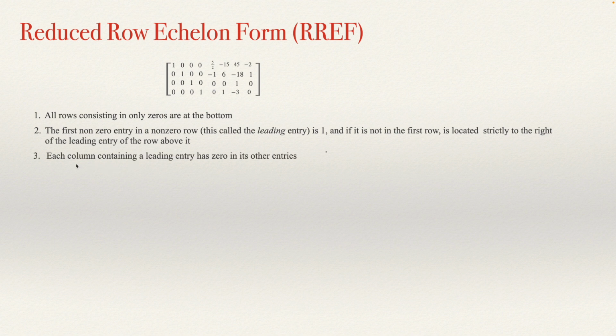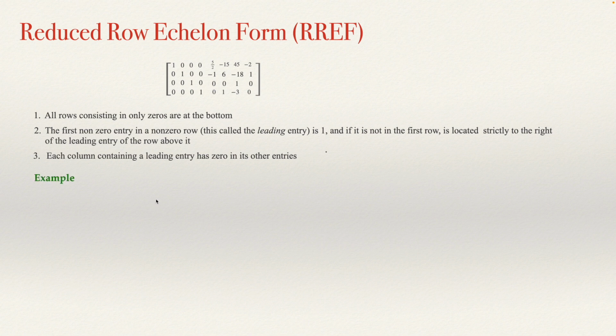And the third condition is each column containing a leading entry has 0 in its other entries. For example, this one is a leading entry, but in this column, the other entries are 0. Again, this is a leading entry, but the other entries in that column are 0. And that happens in all the columns that have a leading entry. So this is an example of a reduced row echelon form.